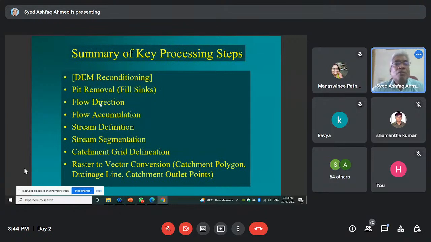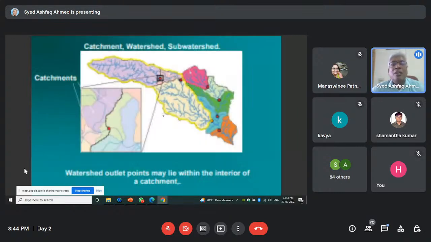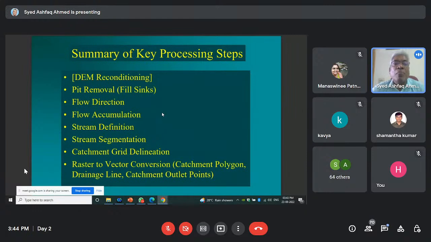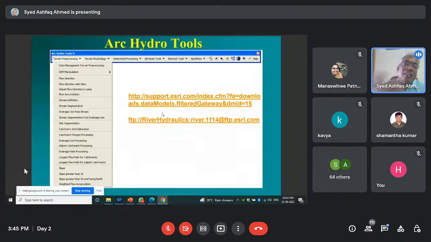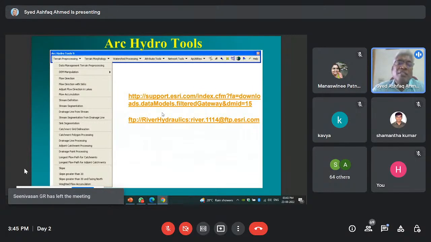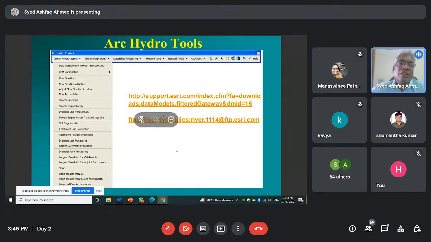Summary you have just seen: the pre-processing techniques like flow direction, flow accumulation, stream definition, stream segmentation. All these things will give you the watershed like this. This watershed you will get, and these are the procedures you have to follow to delineate. These are the ArcHydro tools. In any ArcGIS software, you can use them. This is from ISRI software.